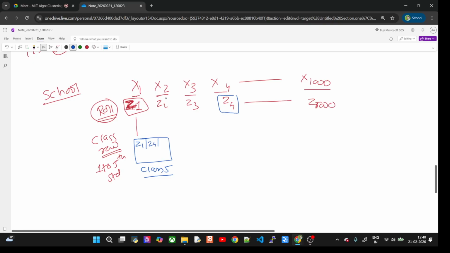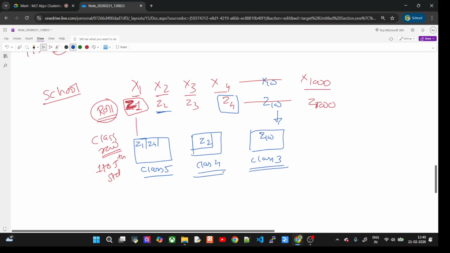Student id z2 belongs to class number 4. This is the student id. Maybe student x100 has the roll number or id z100, so z100 will go into class number 3. This means roll number 100 is in class number 3. The teacher will say roll number 100 stand up, go to your class, and he will go to class 3.